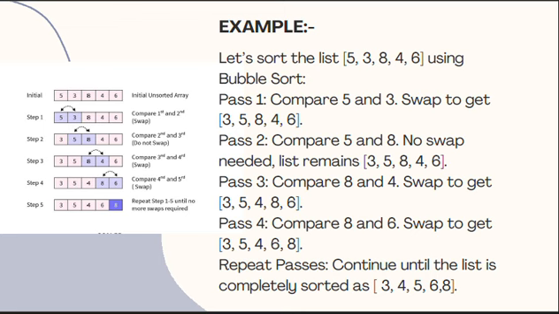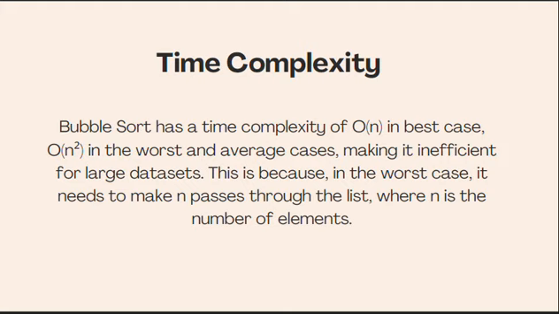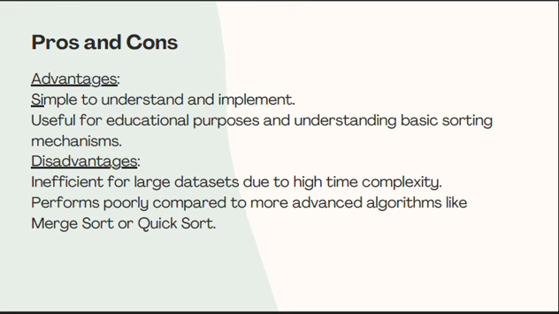Now, see the time complexity. Bubble sort has a time complexity of O(n) in the best case and O(n²) in the worst and average cases, making it inefficient for large datasets. This is because in the worst case, it needs to make n passes through the list, where n is the number of elements. Now see the advantages and disadvantages of bubble sort.